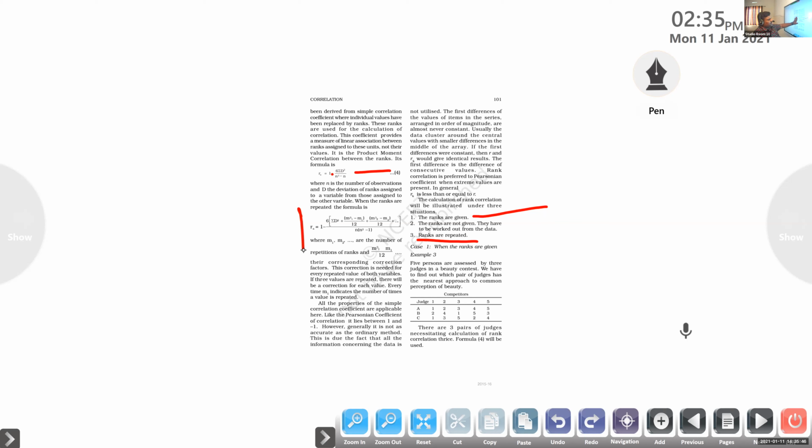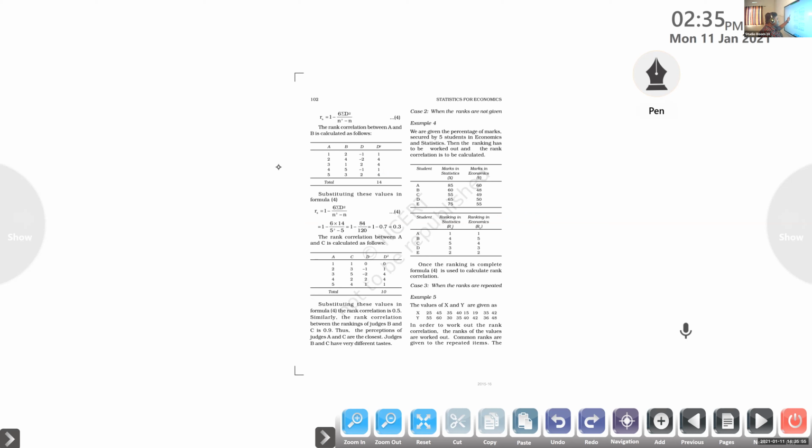So in the morning session we completed the first activity, with the ranks provided. With that method we completed and analyzed this example, and we found out the correlation between the judges. Judges A and C are the closest, compared to A and B and C and B. So B is the odd one out, right? Judges B and C have very different tastes. Clear? Understand? Okay, so next one, example 4 here.